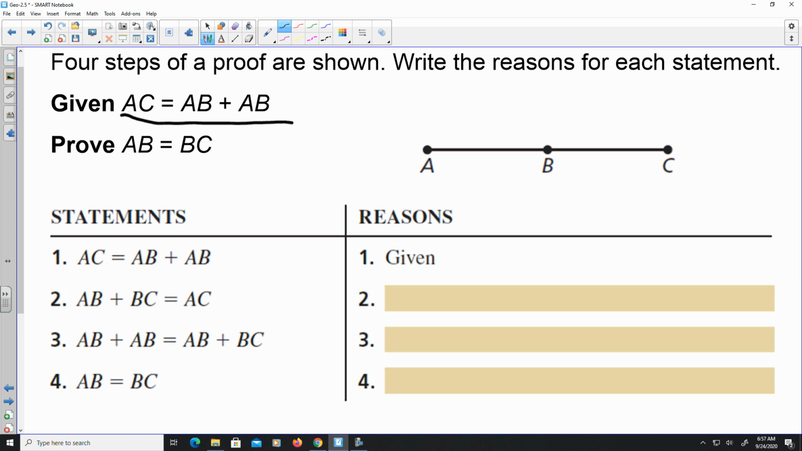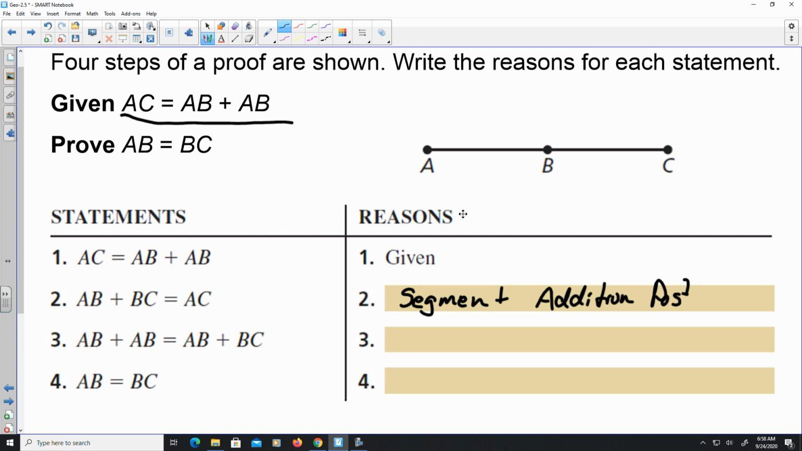So for the first thing here, it says that AB plus BC is equal to AC. We can make that conclusion because of the segment addition postulate. Okay, so segment addition postulate allows us to make that claim.